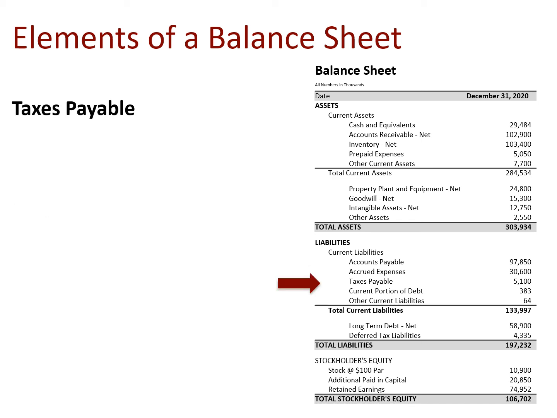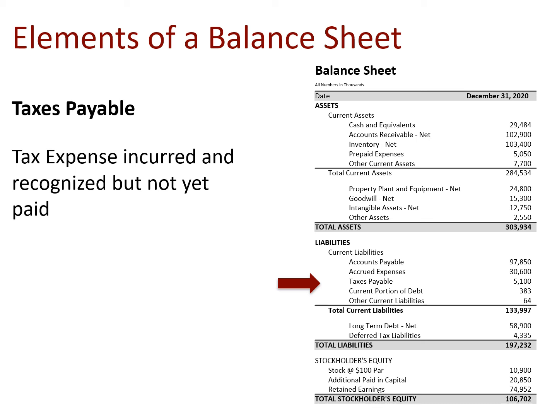Taxes payable. Taxes payable is the tax expense incurred and recognized but not yet paid. So we've recognized the expense on the income statement, but we haven't actually paid the cash. The timing of when taxes are paid and what is considered a taxable event by accounting standards are not always the same. Ultimately, the taxes incurred and recognized and the amount paid will equal out, but the timing can vary, resulting in us showing that we owe taxes still that we've recognized, but the IRS hasn't made us pay it yet, so it becomes taxes payable.